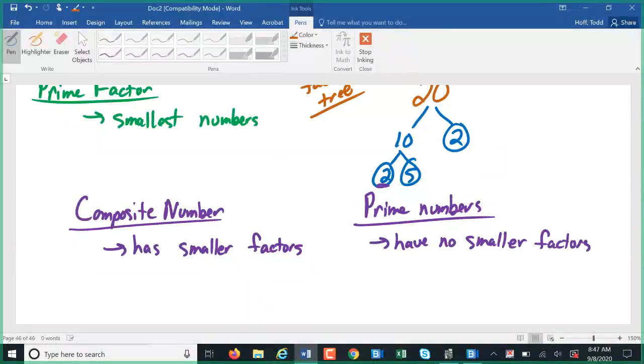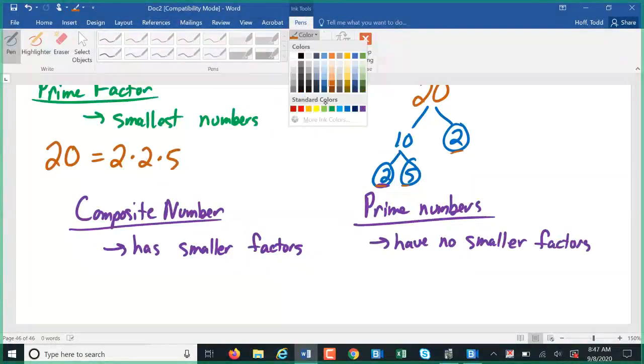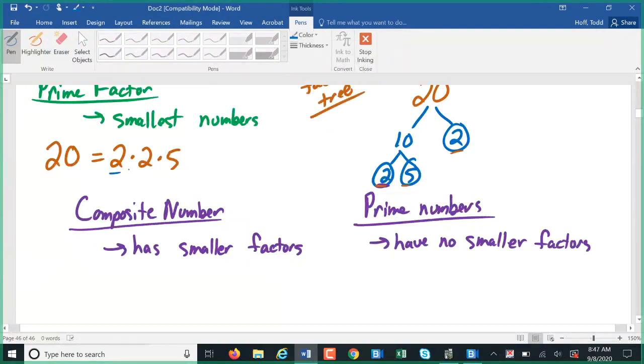So we prime factored 20 here. We got 2, 5, and 2. Let's put them in order from smallest to largest. That's 2, 2, and 5. Notice I put multiplication between them because that truly is what it is. If I did 2 times 2 is 4, times 5 is 20. Those prime factors will multiply up to give us the number that we factored.